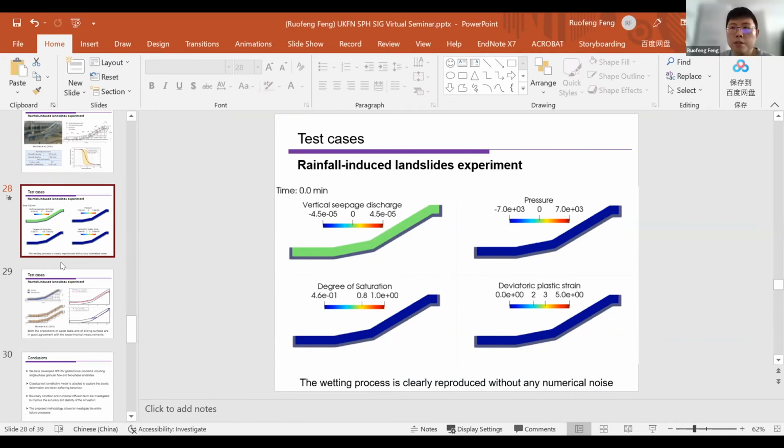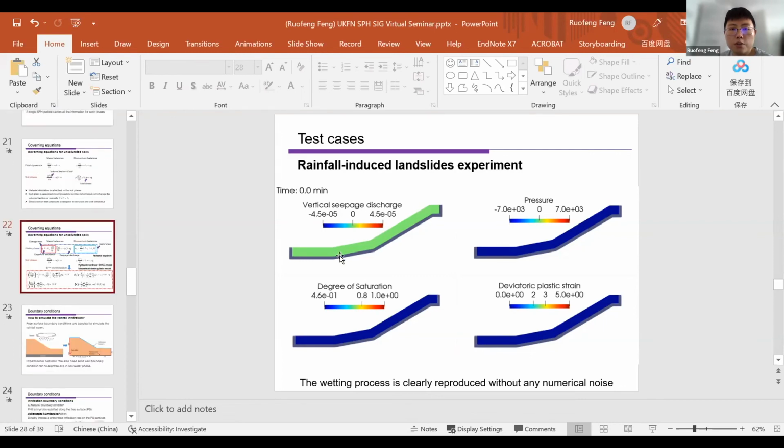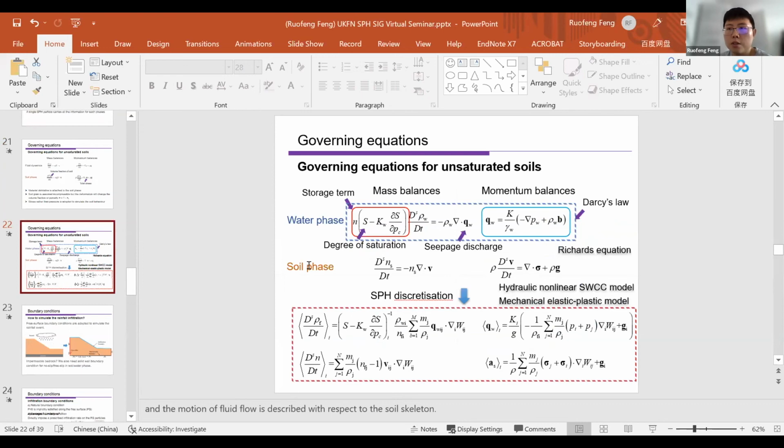Yeah. So basically, we have 4 equations, 2 for the soil phase and 2 for the water phase. We solve these equations in the single SPH particle. So for the governing equations, the material derivative is attached to the soil phase. So we consider the movement to be the soil's movement. So we solve the 4 equations in the single SPH particle.